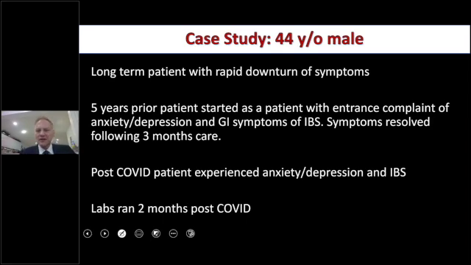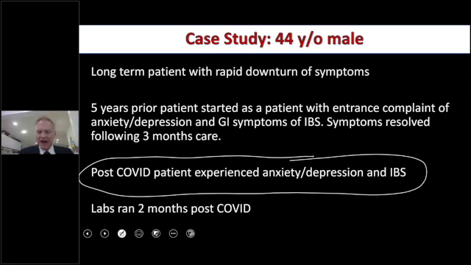So 5 years prior, the patient started with an entrance complaint of anxiety, depression, and GI symptoms of IBS. Symptoms resolved following 3 months of care. So we put him on food sensitivity. We did some gut repair, not anything more fancy than we usually do, right? On these kind of cases, blood sugar boot camp, you know, followed food sensitivity, did some gut repair. That was it. And he did better, right? So post COVID, pretty much all those symptoms came back. He's feeling anxious, but he's also feeling really depressed and blue. This guy's really happy, and he just wasn't. And anyway, also had IBS.